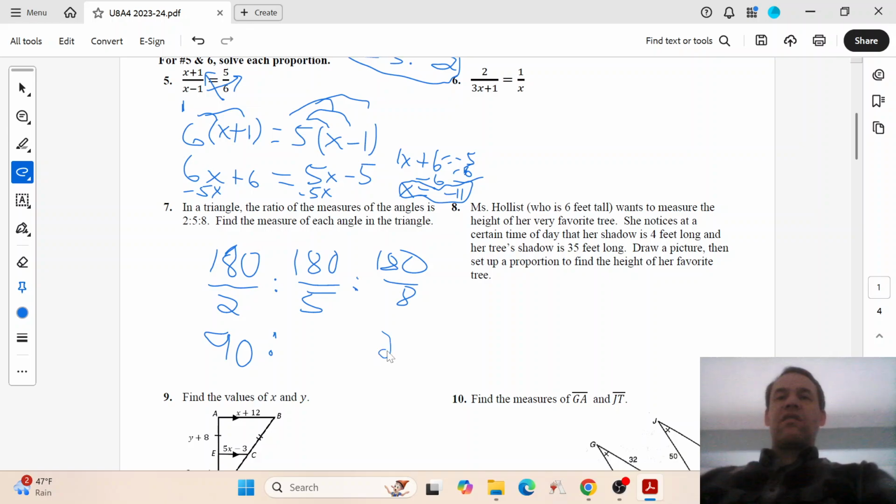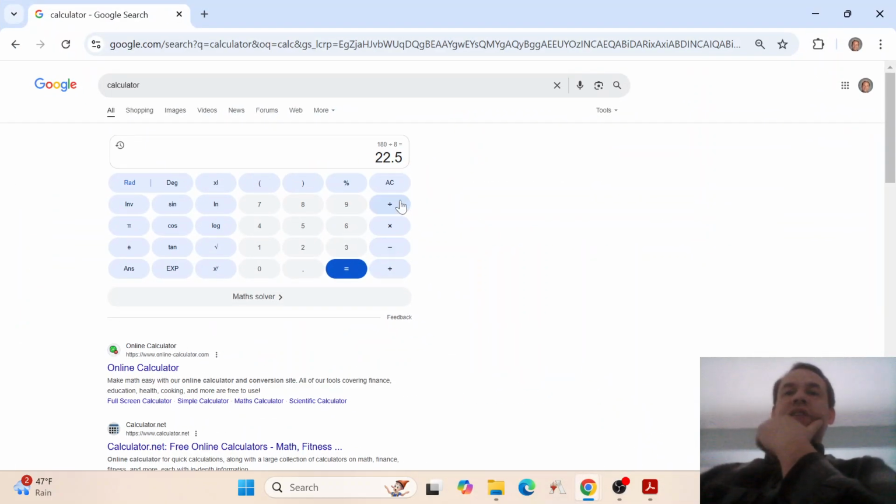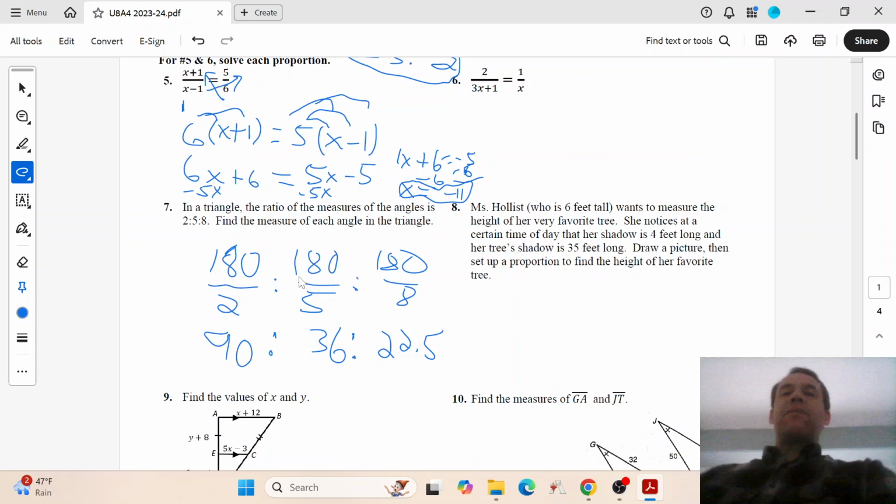Let's see here, 22.5. And then 36, well, that doesn't quite add up to 180. So I feel like we're very close, but maybe not close enough, right? Because if we add all three of those, it's not quite there. So 90 plus 36 plus 22.5, that's only 148.5, so that's not quite there. So maybe there's another way to do this.